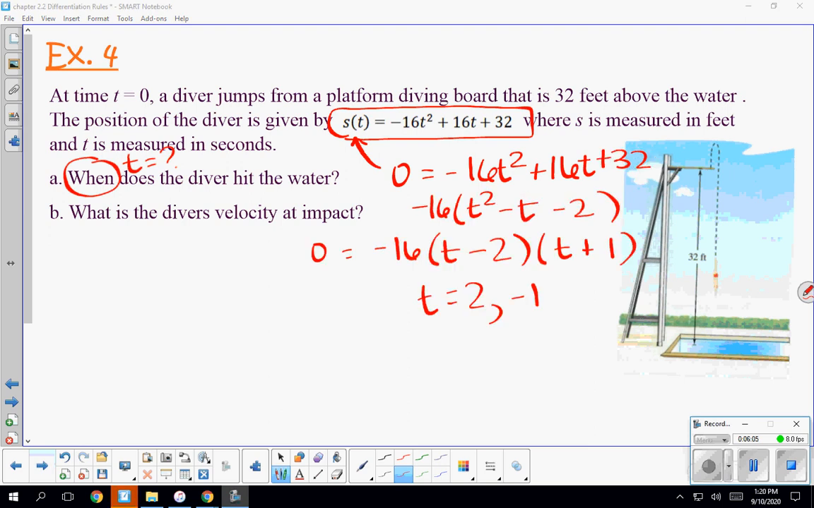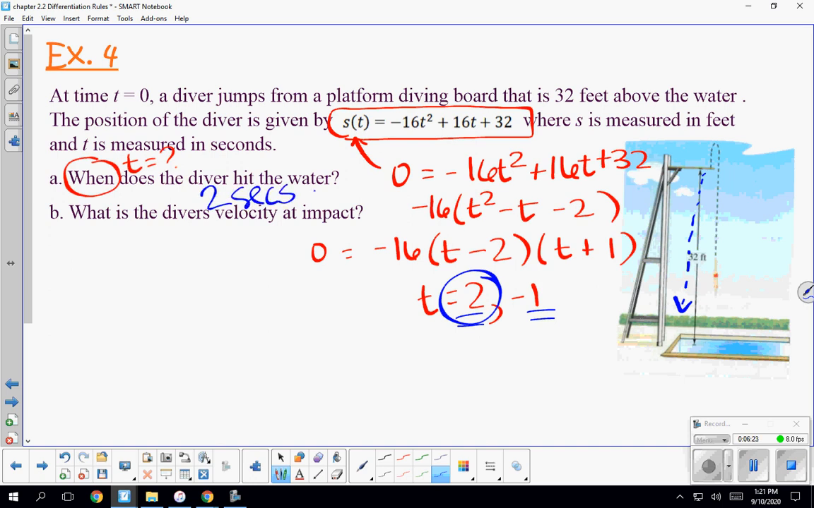Okay, so if we factor and solve, we do see that t equals 2 and negative 1. Obviously, time cannot be negative. That would just be if this function were to continue. That's where it would hit the x-axis. So we're going to say after 2 seconds is when the diver hits the water.